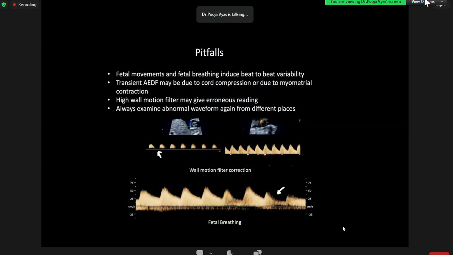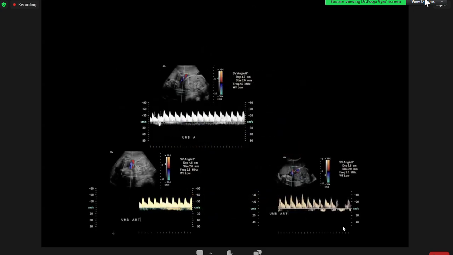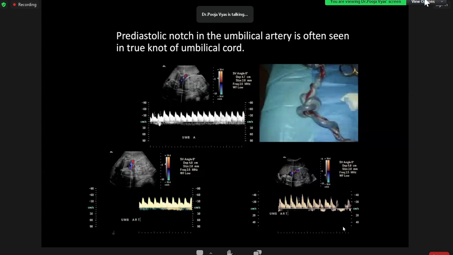Also, fetal movements and fetal breathing can affect the umbilical artery waveform. Sometimes we may get a transient absent end diastolic flow. In that case, we have to recheck till we are sure of the absent end diastolic flow. Now, this is an interesting case. What do we see here? We see a true knot of the umbilical cord. And how do we diagnose it? We are going to see a pre-diastolic notch in the umbilical artery. So it is generally seen in true knot of the umbilical cord.